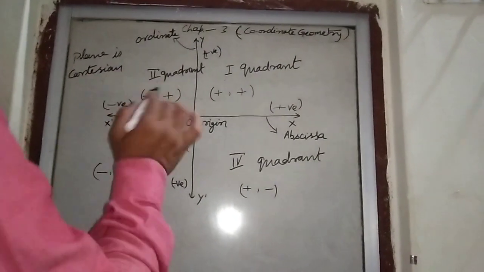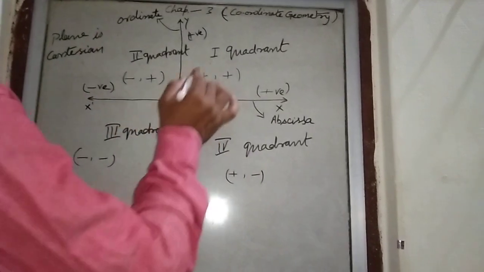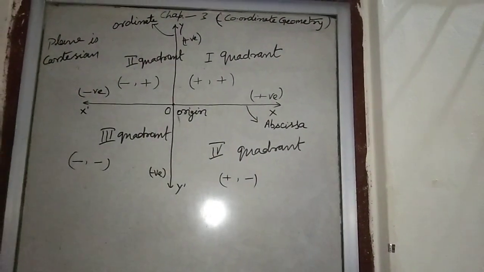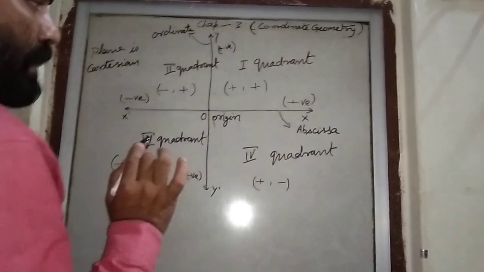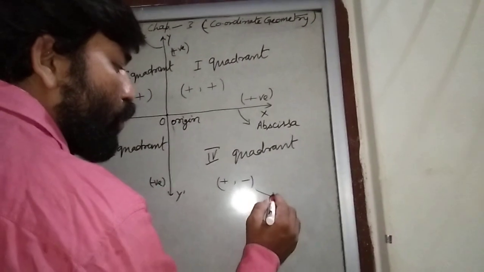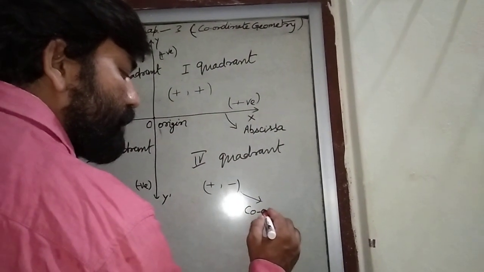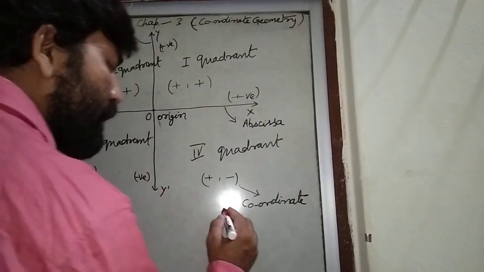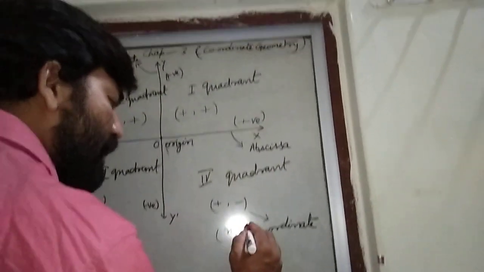And when we write the value of the x-axis and y-axis in an ordered pair, then that will represent what? Coordinate. That means x comma y.